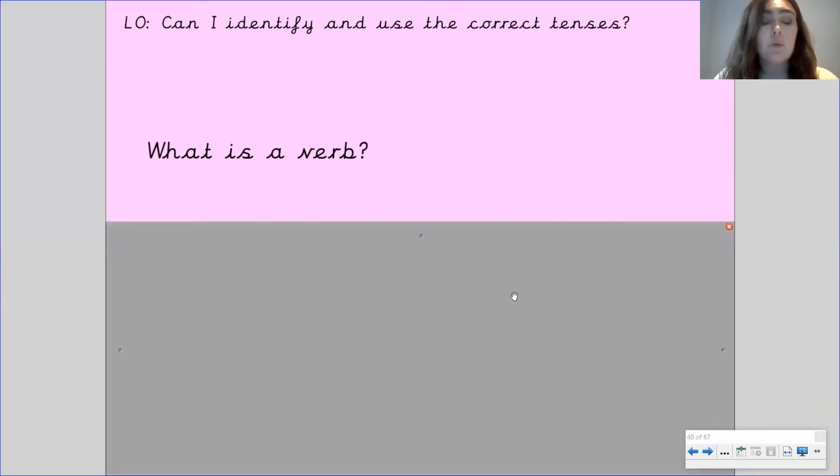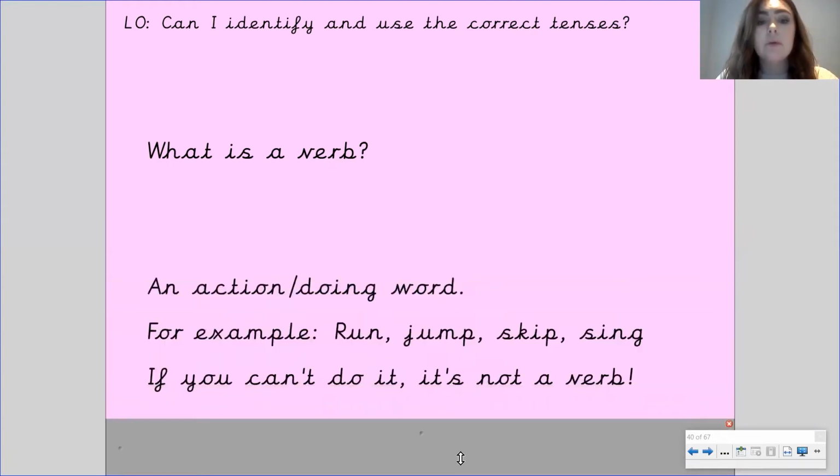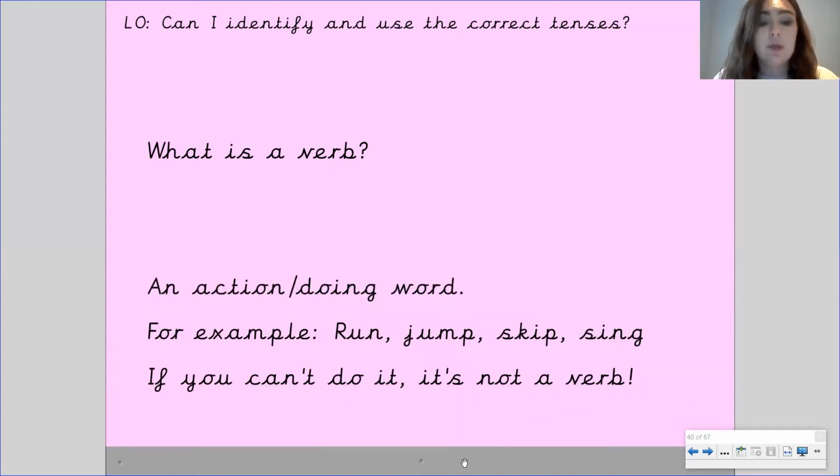So before we begin, I want you to have a think about what a verb is. So what is a verb? Pause the video to have a think. Well done if you got that. It's an action or doing word. For example, run, jump, skip, sing.